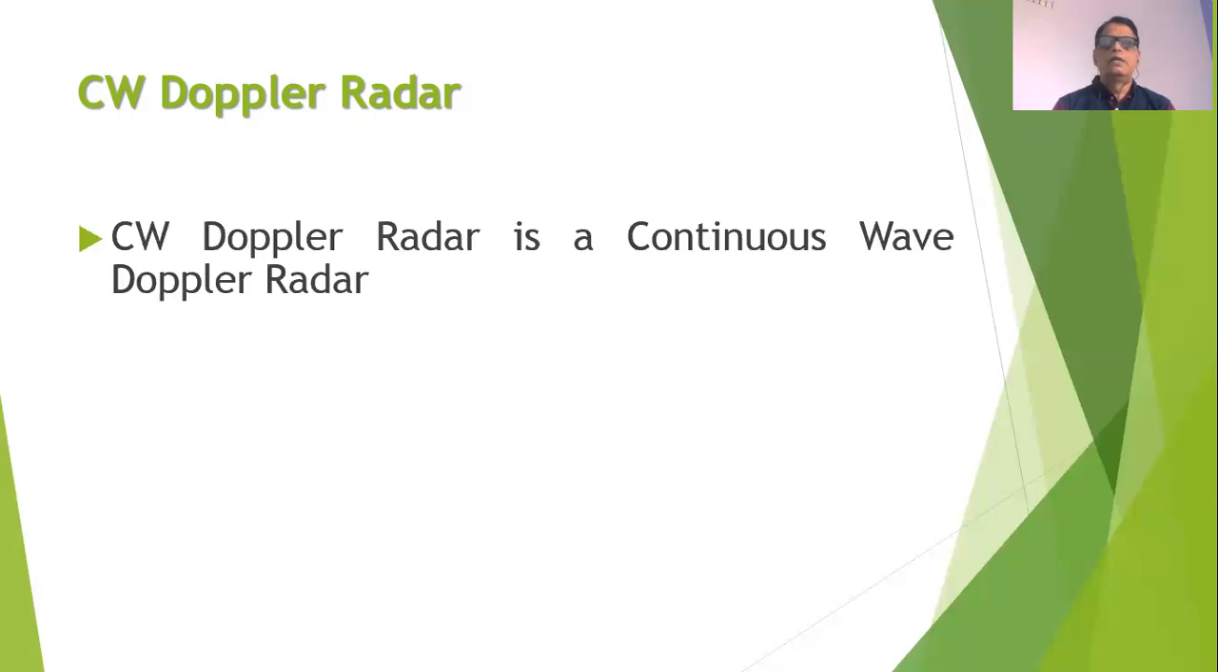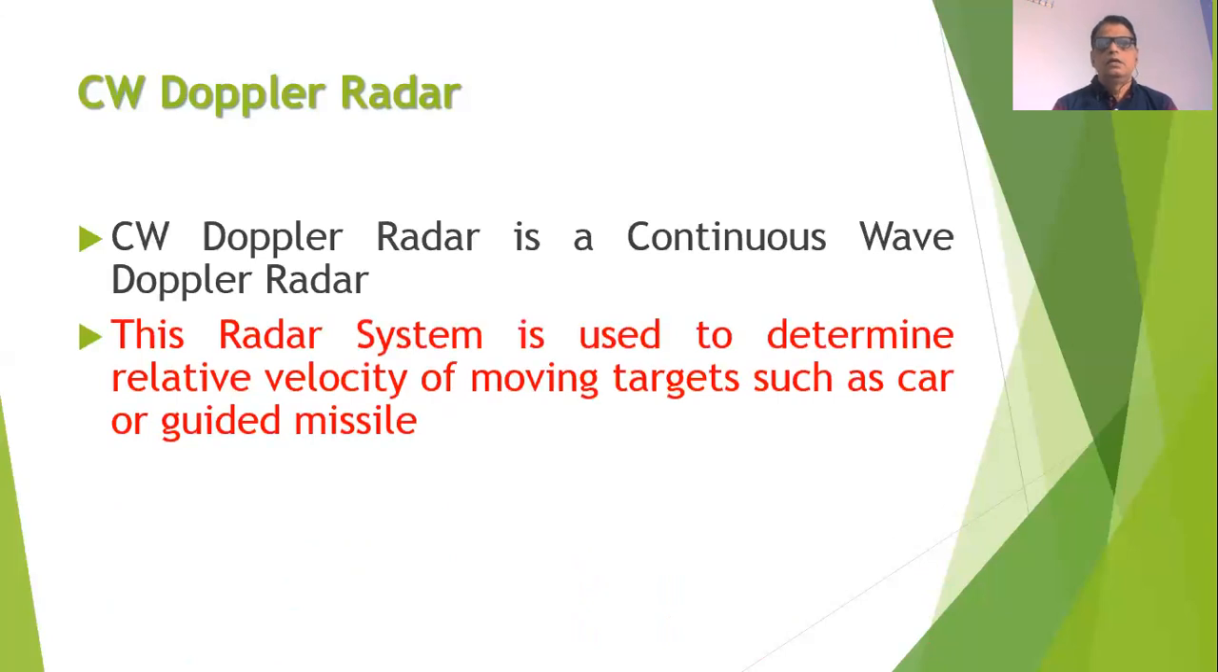This is a Doppler radar system because it works on the famous effect known as the Doppler effect. This radar system is basically used to determine the relative velocities of moving targets, such as a car or guided missile. You will find that their speed or velocities can be measured by such radar systems.